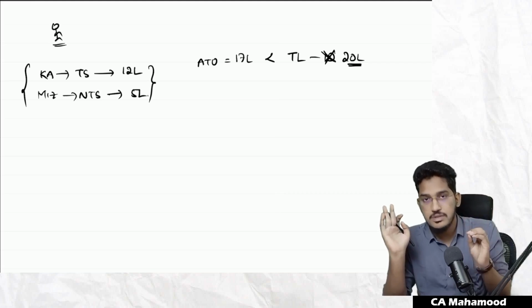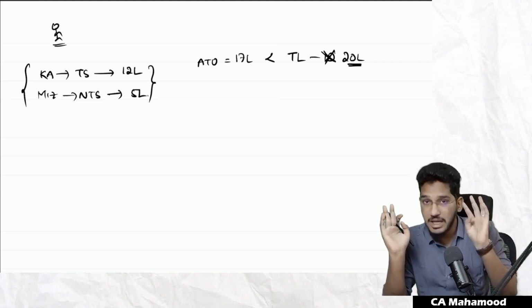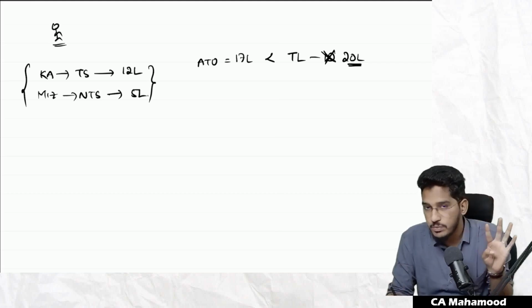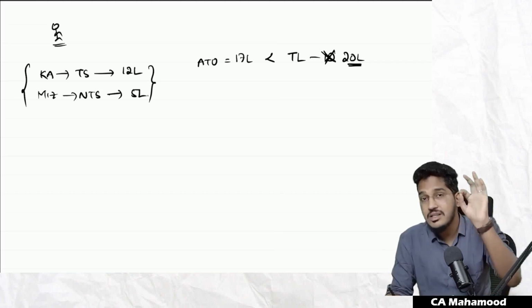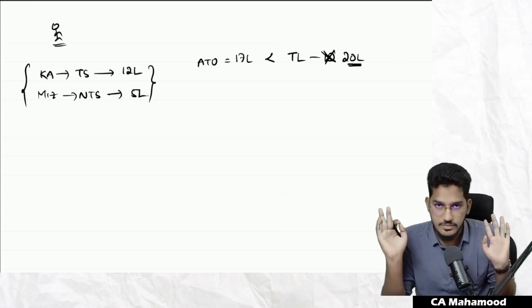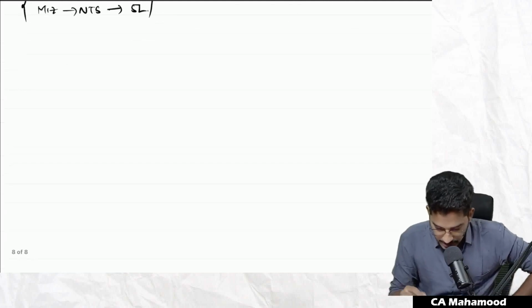So if a registered person is making a taxable supply from any of these four states, then the applicable threshold limit will be 10 lakh rupees. Then he is required to take registration in each and every state from wherever he is making taxable supply. Clear? See, let me give you one more example.